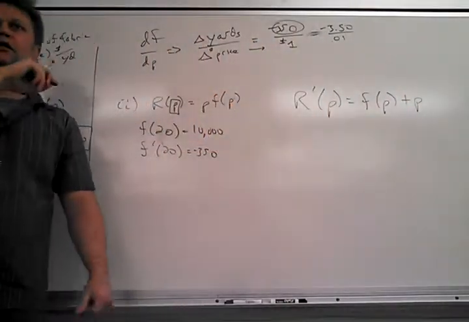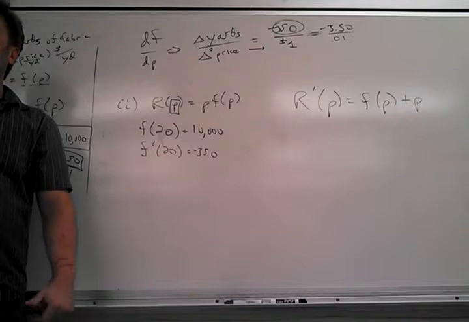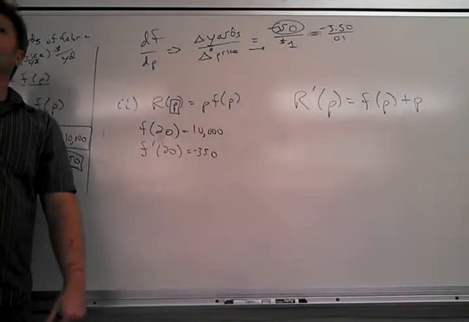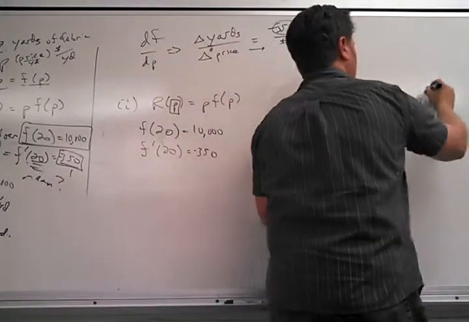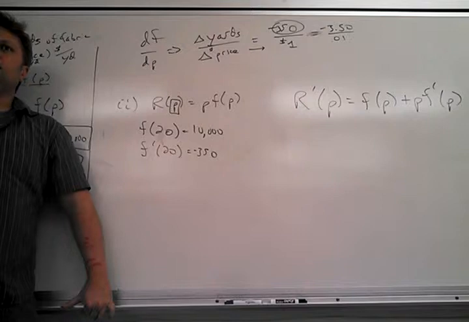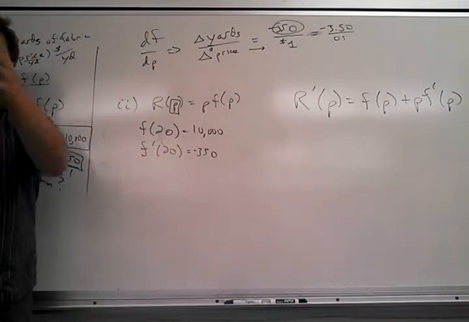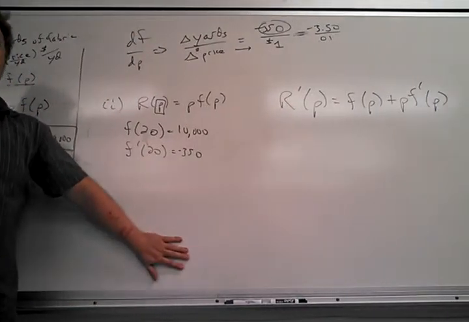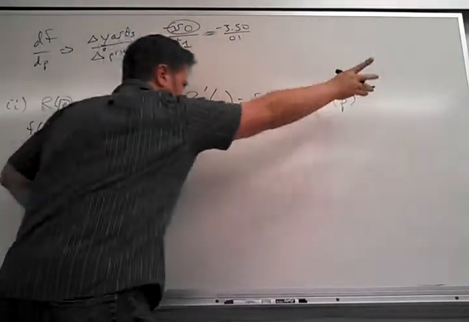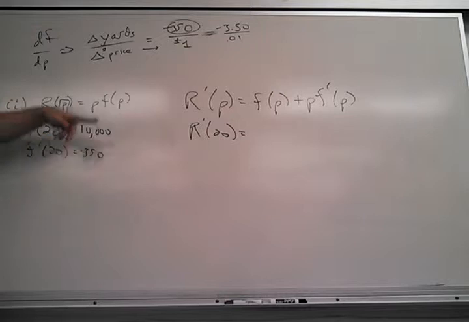And now what's the derivative of F of P? F prime of P. Because you don't know what F is, you're just putting what it would be in there. It would be whatever the derivative is. Now, I want to know what R prime of 20 is. So you just plug a 20 in, and you know everything you need to know.